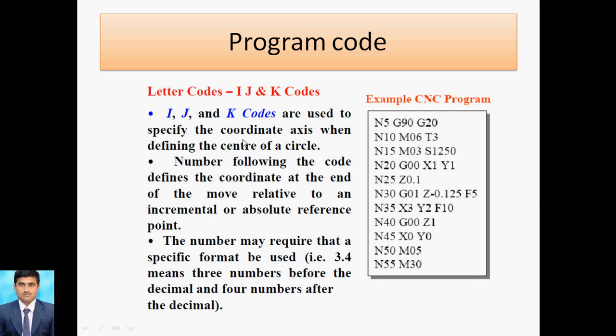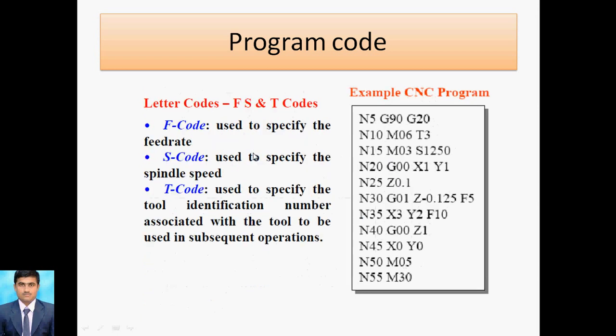So here this is regarding the IJK. Here we can define the center of a circle. Then next for the program code, the F code. Apart from the G code and M code, there are different codes available with us. The F code is available.